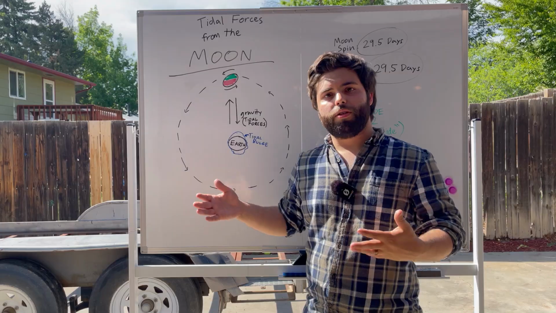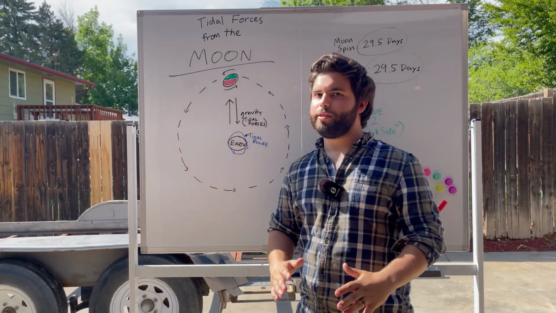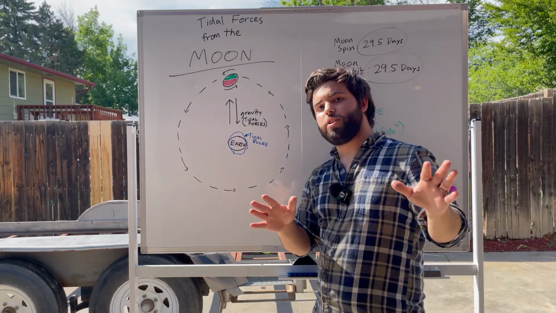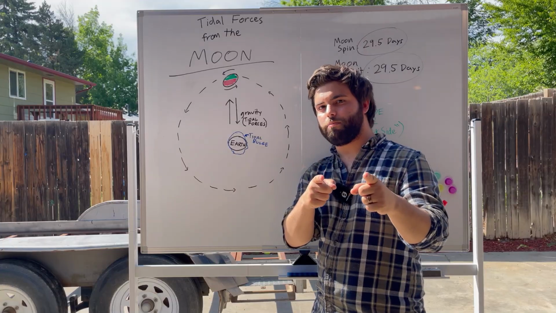If the moon wasn't there, the tides would still happen, but there would be a lot less, and it'd be caused mostly by the sun. Speaking of the sun, this comes to our next topic about the moon.